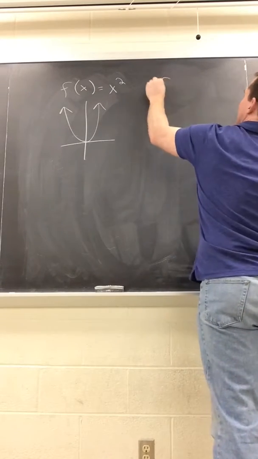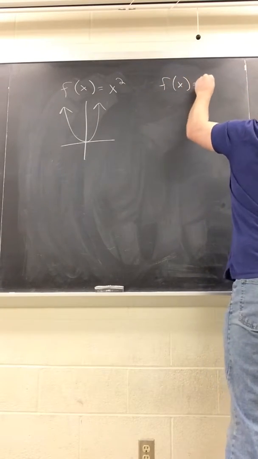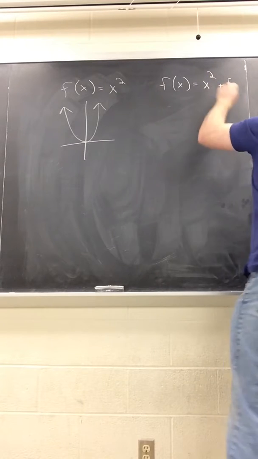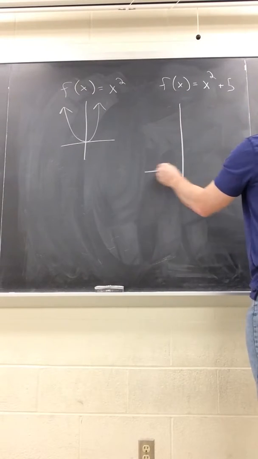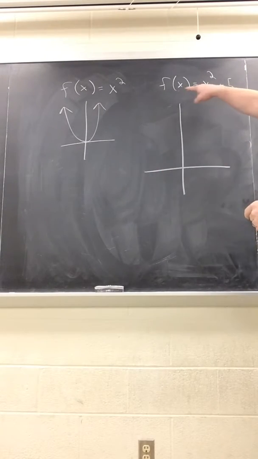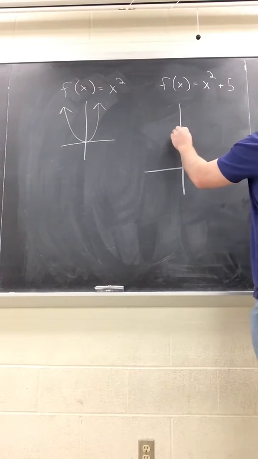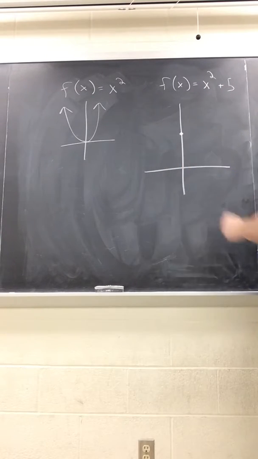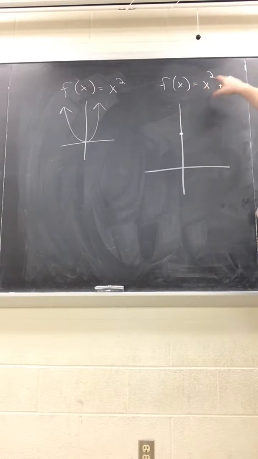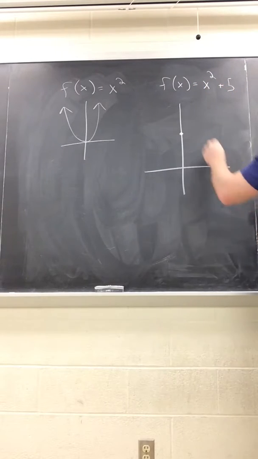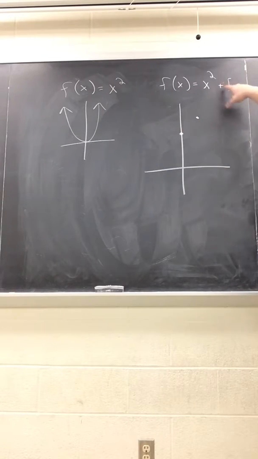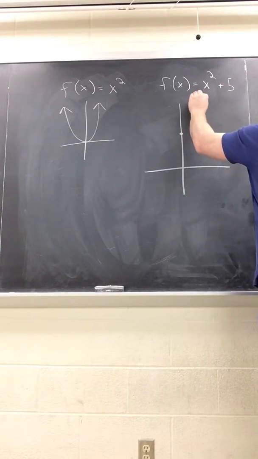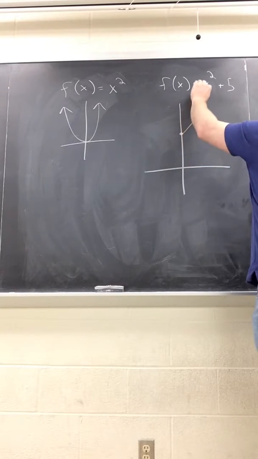What happens if I want to graph something like f of x equals x squared plus 5? Well, if you don't know what it looks like right away, plot some points. If x is 0, we get 0 plus 5, which is 5. If x is 1, we get 1 squared, 1 plus 5, which is 6. At 2, we get 2 squared, which is 4 plus 5, 9. And it should be obvious at this point, it's going to go up like this.